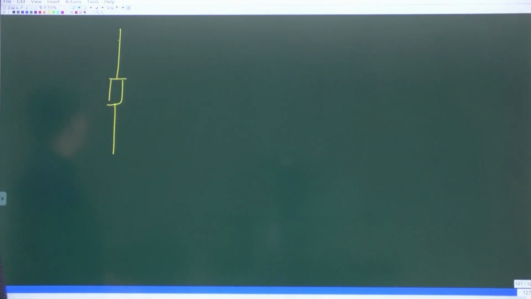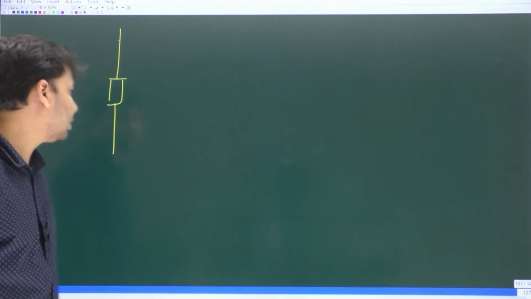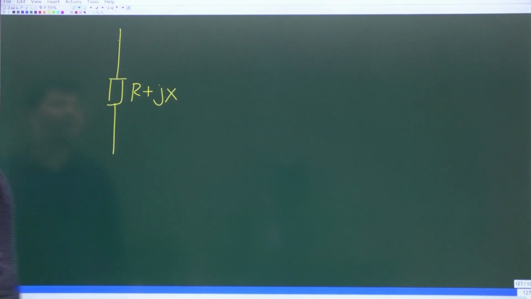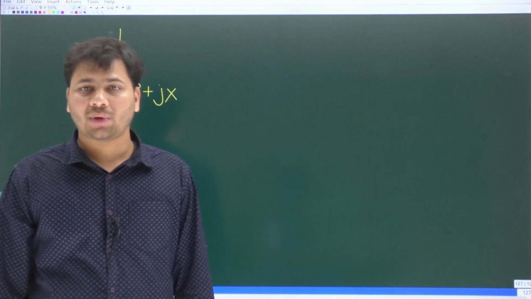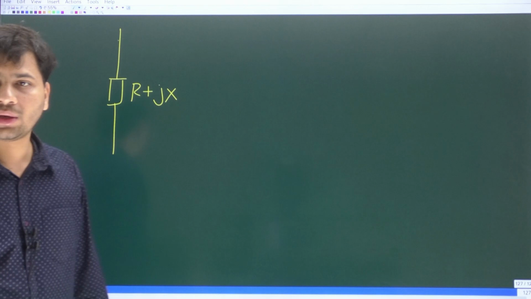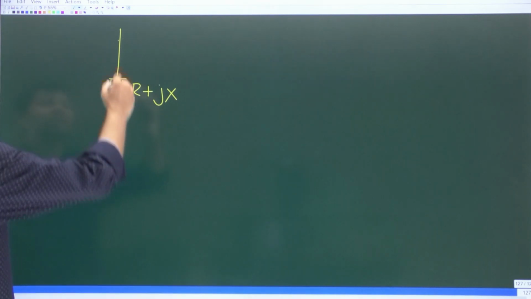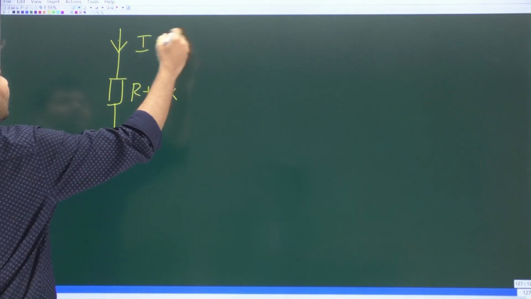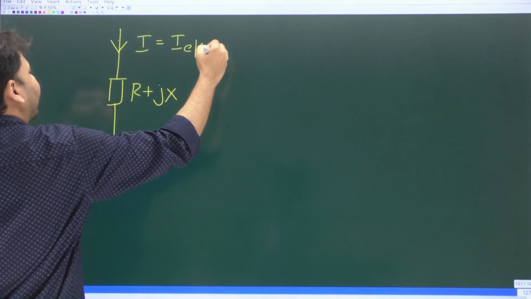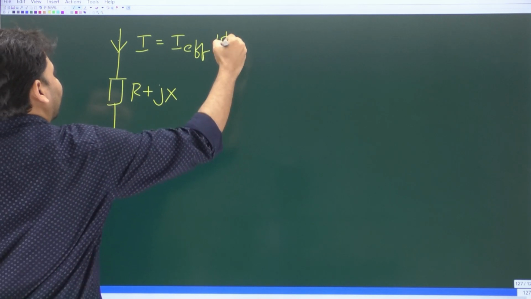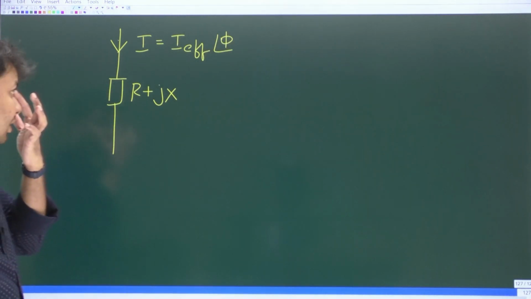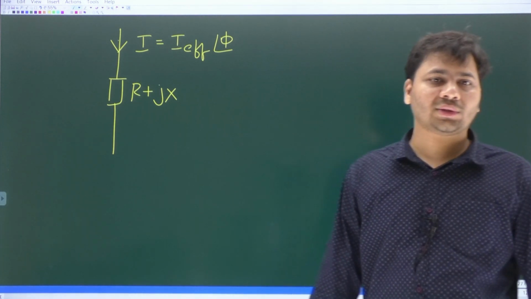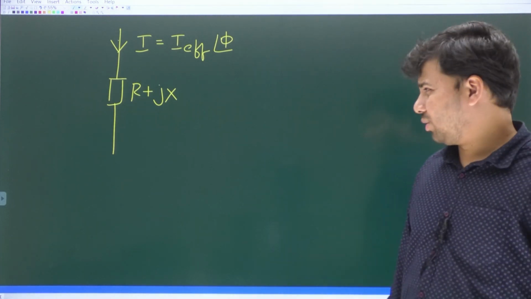Look at this. Let's say we have a two-terminal element whose impedance is R plus jX. Let's say the phasor current in this element be some I effective at an angle phi. That is the phasor current flowing through this two-terminal element whose impedance is R plus jX.